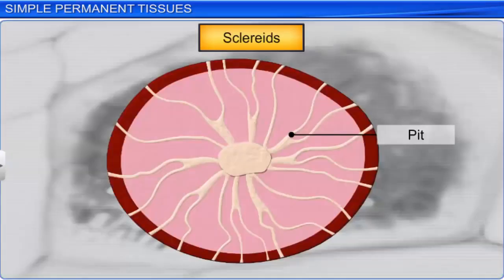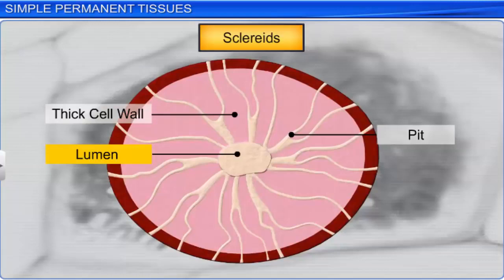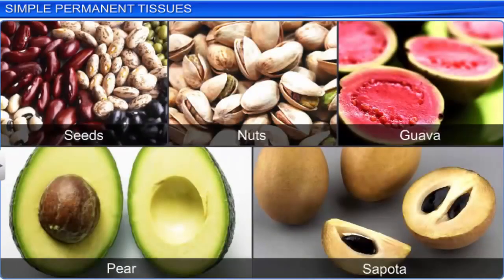Sclereids are short and thick-walled cells, generally spherical, oval, or cylindrical in shape. They are extremely lignified and have narrow cavities or lumen. They occur in the hard covering of seeds, the shells of nuts, and the pulp of fruits like guava, pear, and sapota.